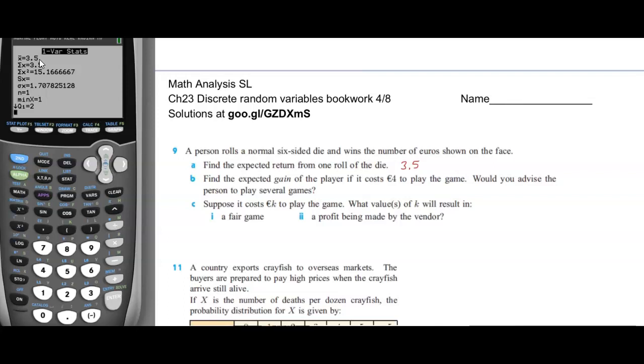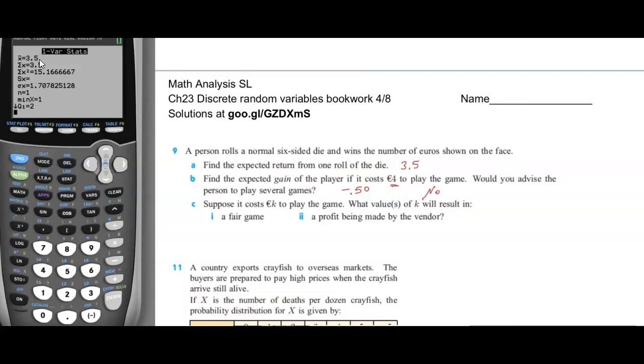Find the expected gain of the player if it costs 4 euros to play the game. Well, on each play you're expecting to get 3.5 back. If you pay 4 every time you play, that would mean that it's -4 plus positive 3.5, and so you would expect to lose 50 cents a game. So the expected gain per game is -50 cents. Would you advise the person to play several games? No.